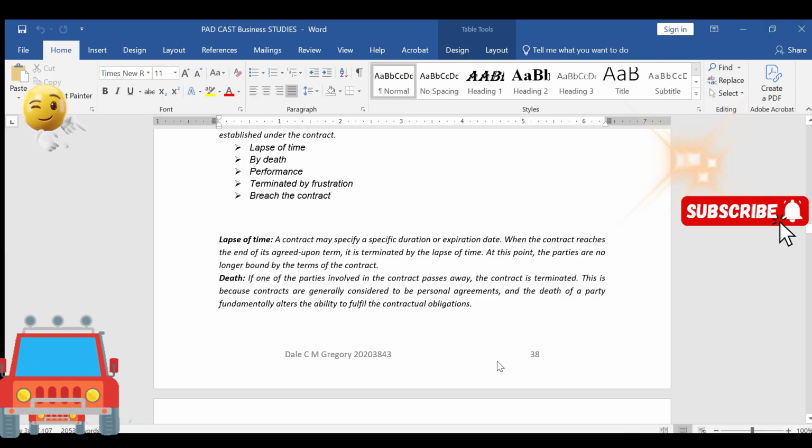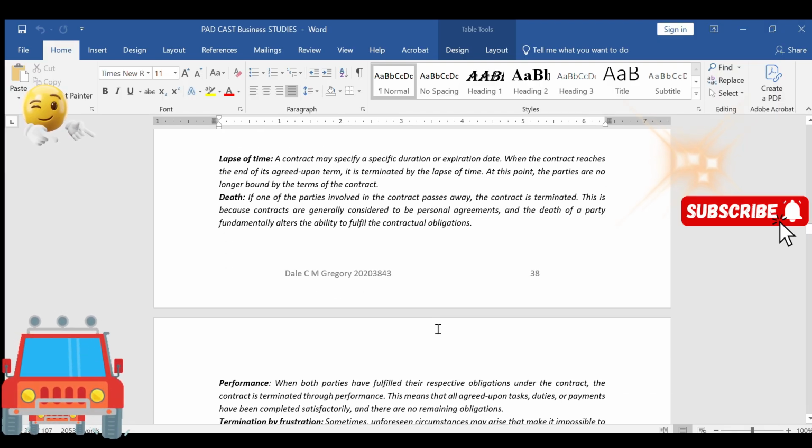Lapse of time. A contract may specify a specific duration, or an expiration date may be included in the contract. When the contract reaches the end of its agreed upon term, it is terminated by the lapse of time. Right here, at this point, the parties are no longer bound by the terms of the contract.